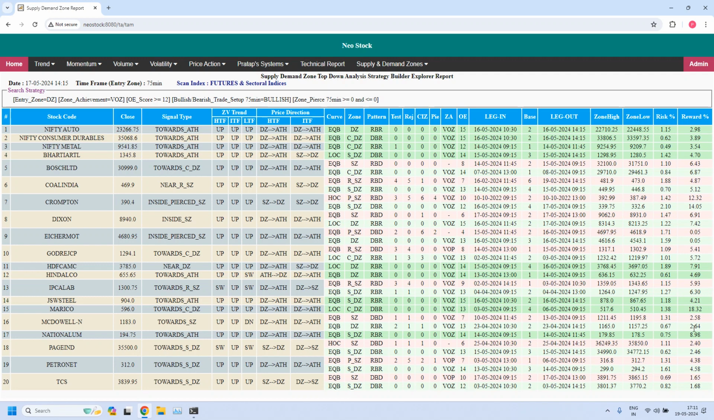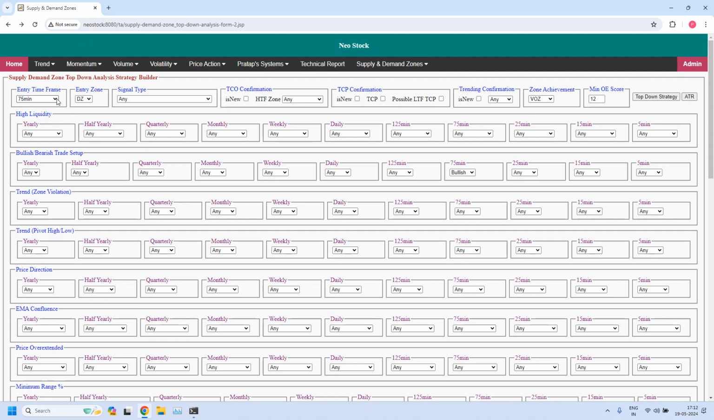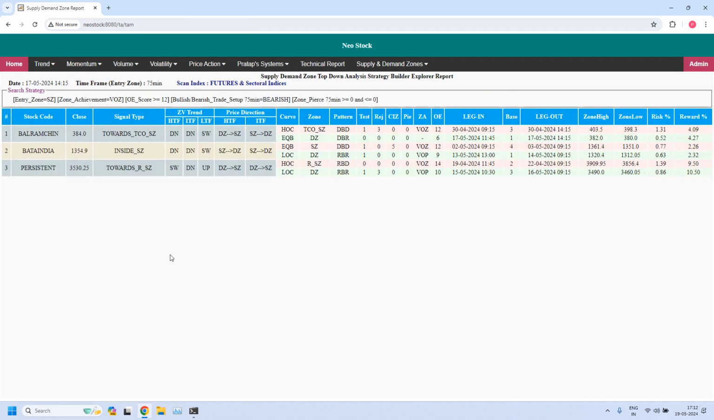Okay. Now let us generate bearish trade setup for weekly income trade. I am going back. Entry time frame is 75 minutes for weekly income trade. For bearish trade setup, the entry zone I am changing to supply zone. And also in bullish or bearish trade setup, in 75 minutes time frame, I am selecting the value bearish. All the 3 filters remain the same, but this time they are applied to the 75 minutes supply zone. Now let me generate the report. 3 stocks are filtered, and these 3 stocks are supporting bearish trade setup for weekly income trade.